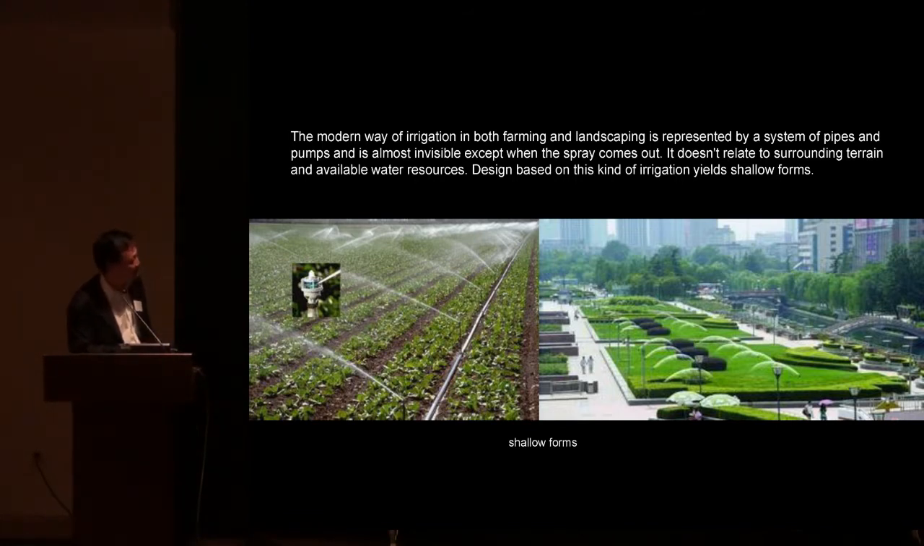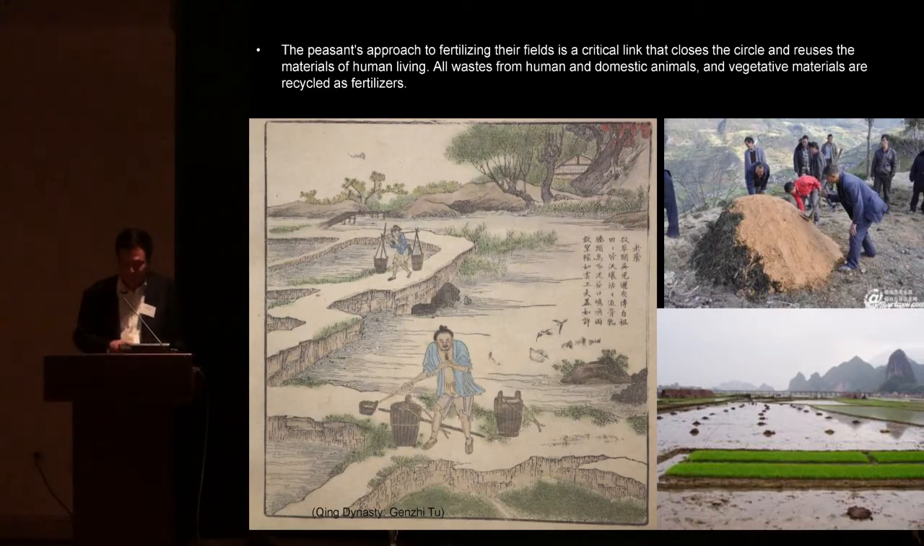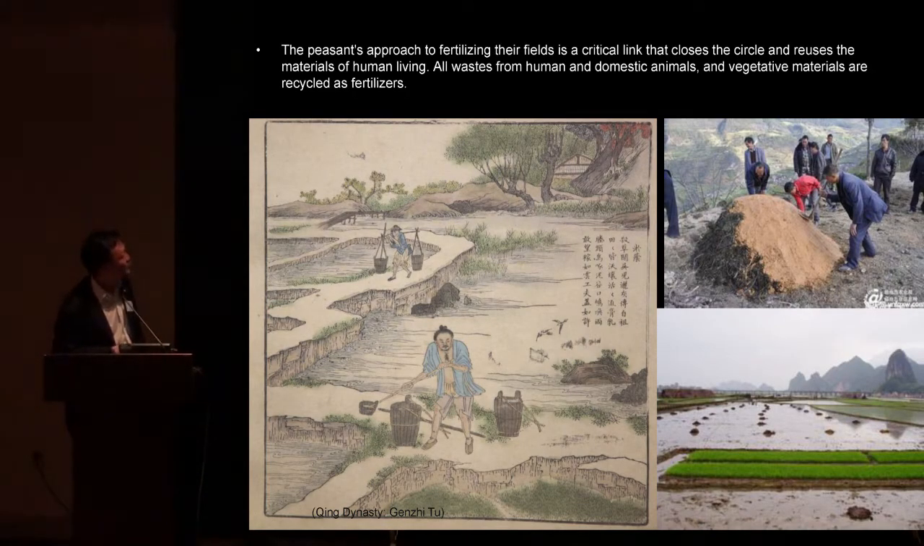And in the urban landscape, urban nature, again, the form is fixed, based on this modern irrigation system, not the peasants' irrigation system. The peasants' approach to fertilizer is also something for us to learn, of course. Vegetation, anything, human waste, becomes fertilizer. You can see it's a cycle.